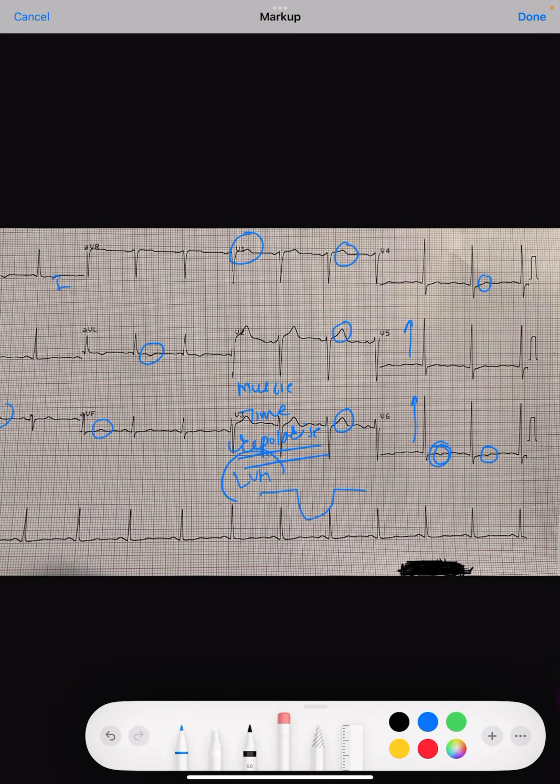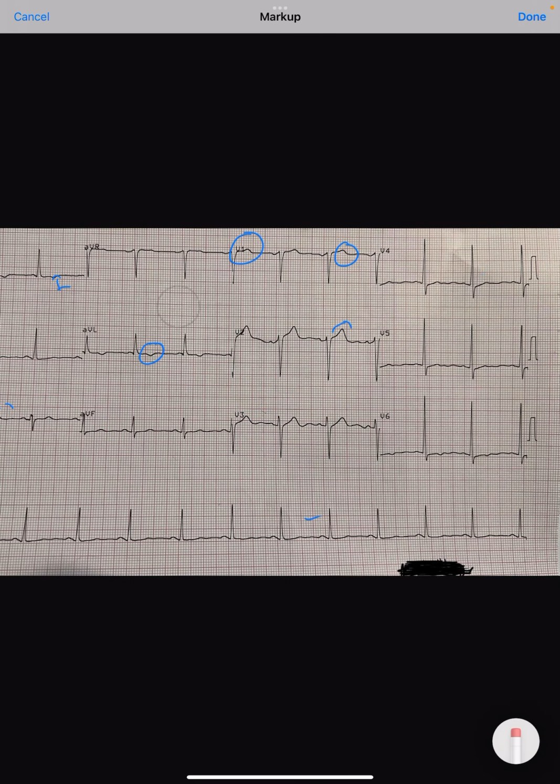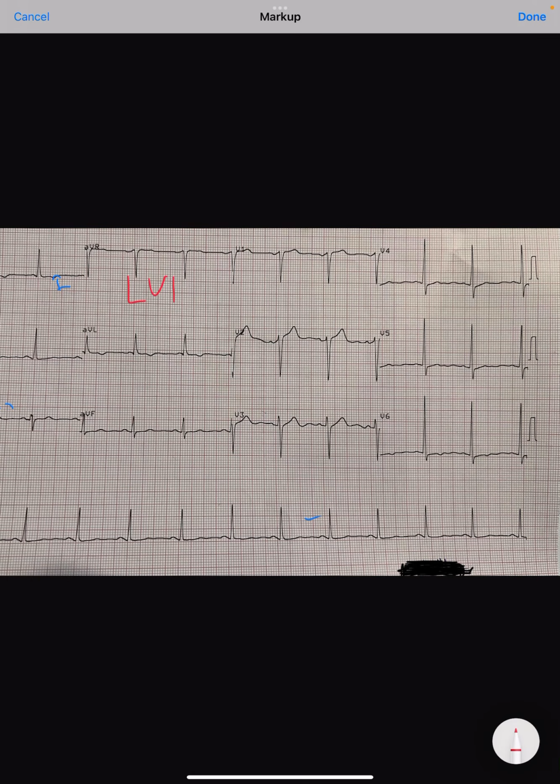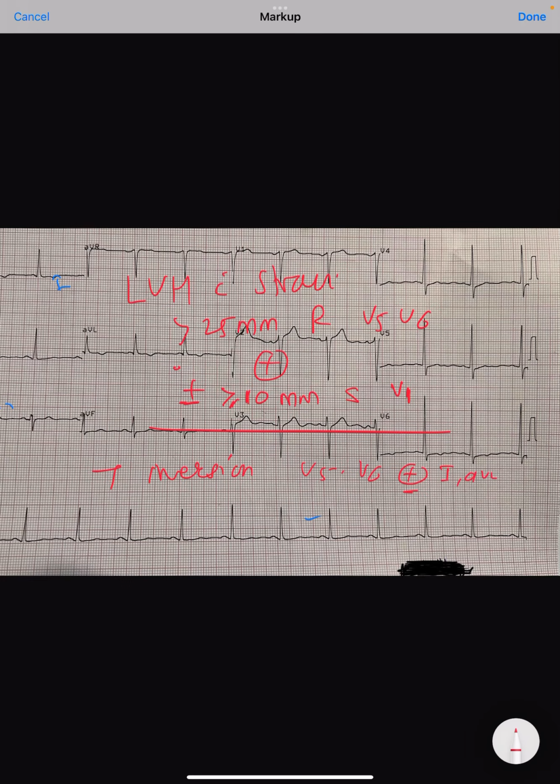It is a composite component of LVH with strain. So this is very typical of LVH with strain, where there is more than 25 millimeter R in V5, V6, plus or minus, meaning it may or may not be present, more than or equal to 10 millimeter of S wave in V1, and typical T inversion again in V5, V6, plus or minus lead 1 and AVL. So that's all for now.